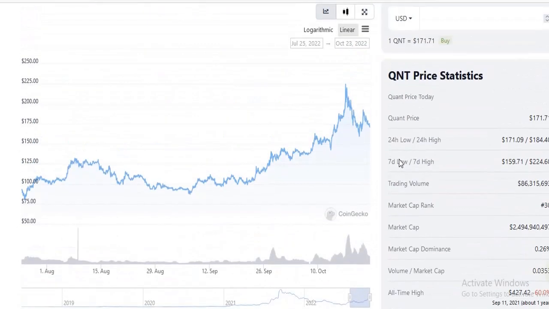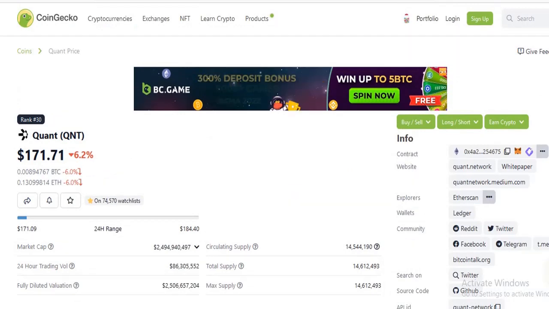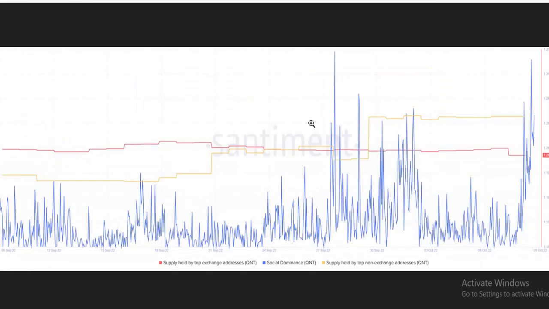I'll be starting with the on-chain data to make you see why I'm becoming very, very bullish on Quant. If you can see this red line, the red line signifies the supply held by top addresses. Now, the yellow line means the supply held by non-exchange addresses.